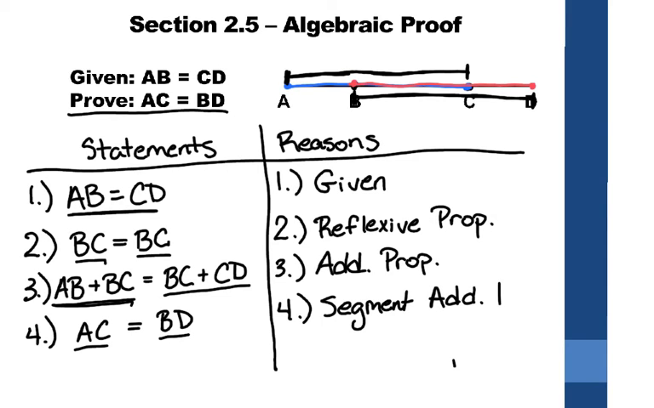Addition property. There we go. We have just proven that AB plus CD is this right here. If we're given AB plus CD, we can show that AC equals BD.